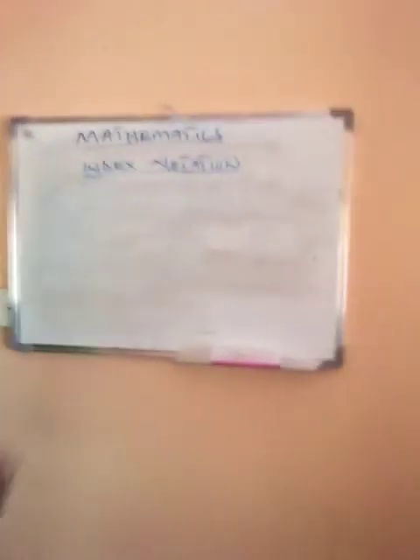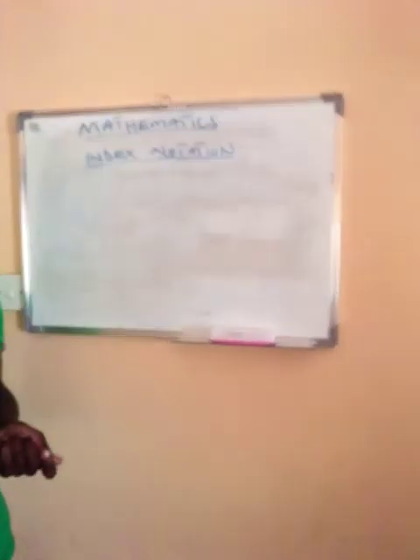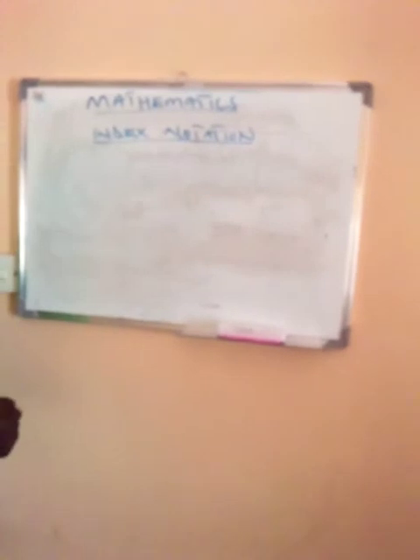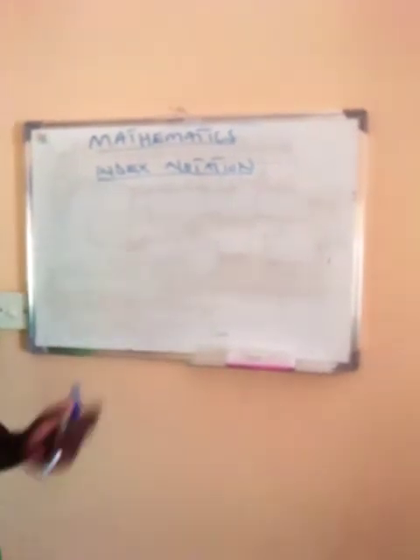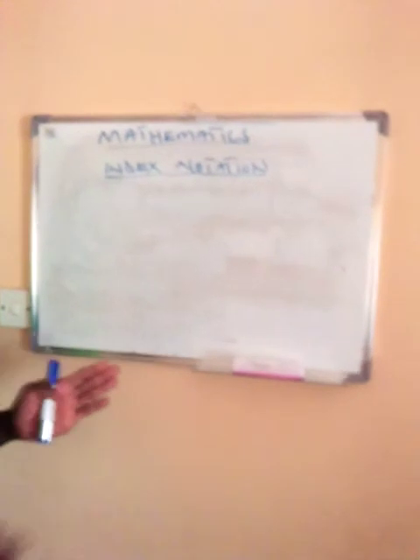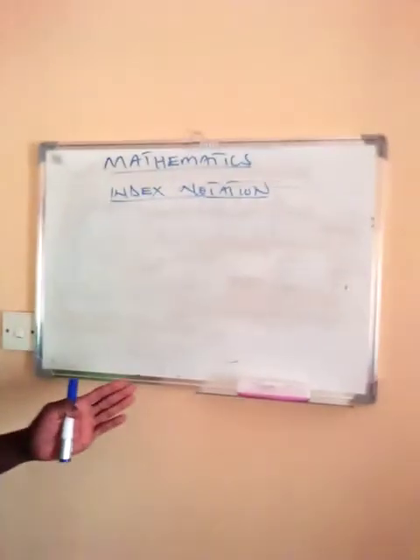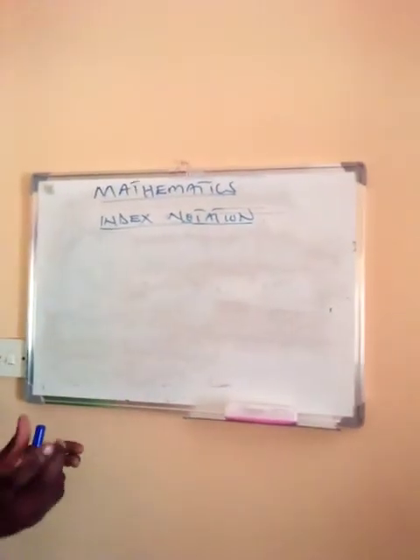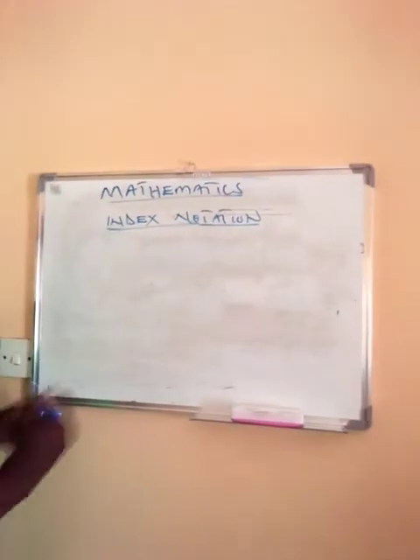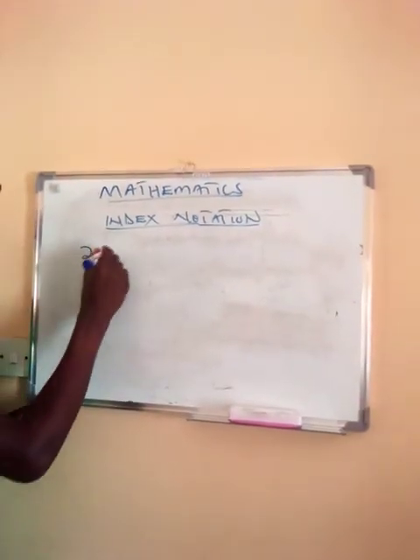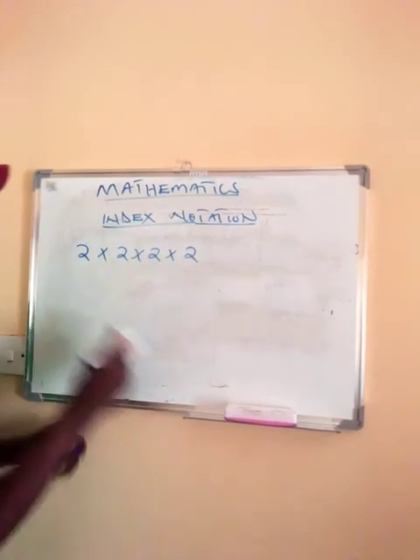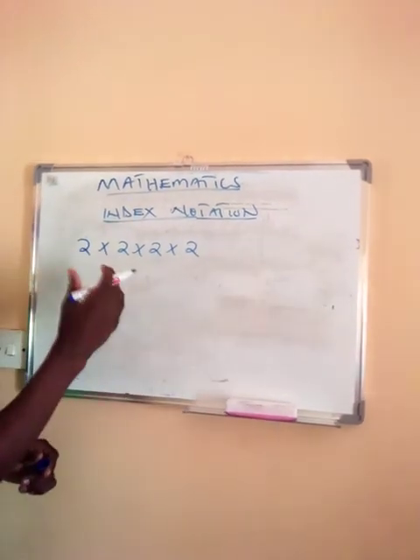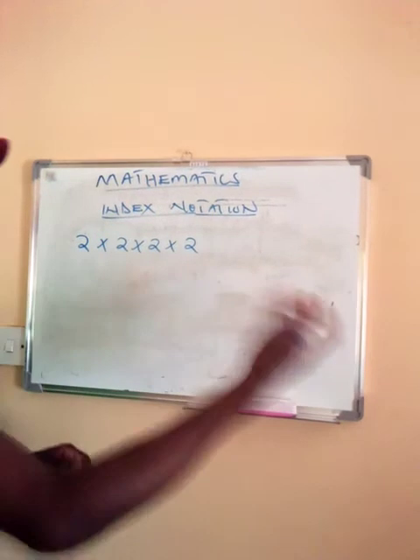We've come up with another topic, which is index notation, and this is the topic that we will start from today and onward. When you're talking about index notation, we are simply talking about the shortcut way of reducing a continuous multiplication of either the same number or different numbers into a power. For instance, if you're multiplying 2 times 2 times 2 times 2, you are multiplying 2 by itself several times.